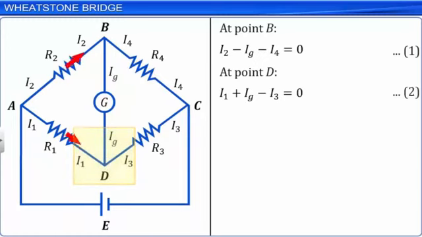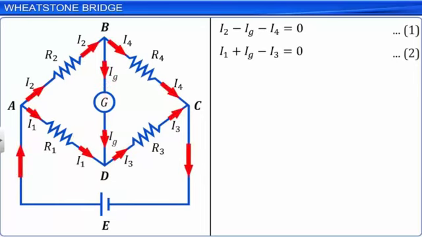Let us now apply Kirchhoff's loop rule to the two closed loops, ADBA and CBDC.